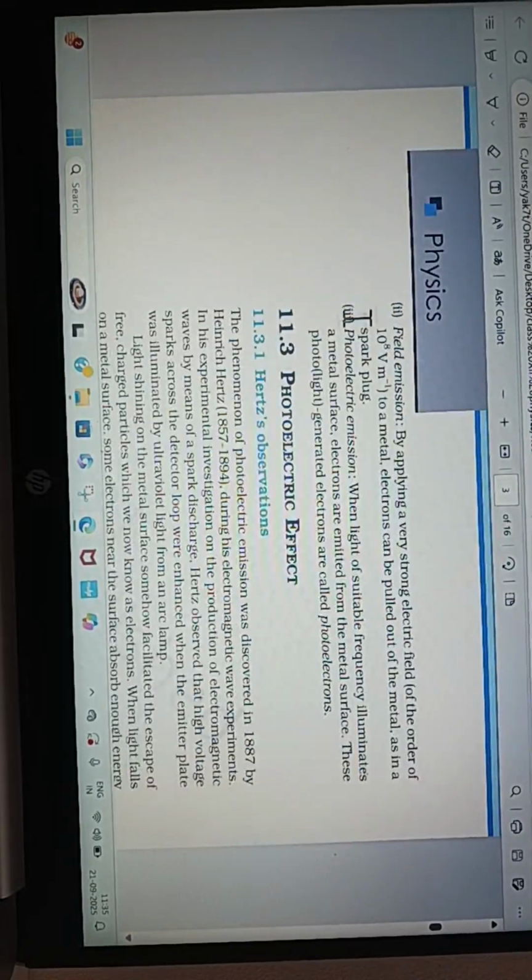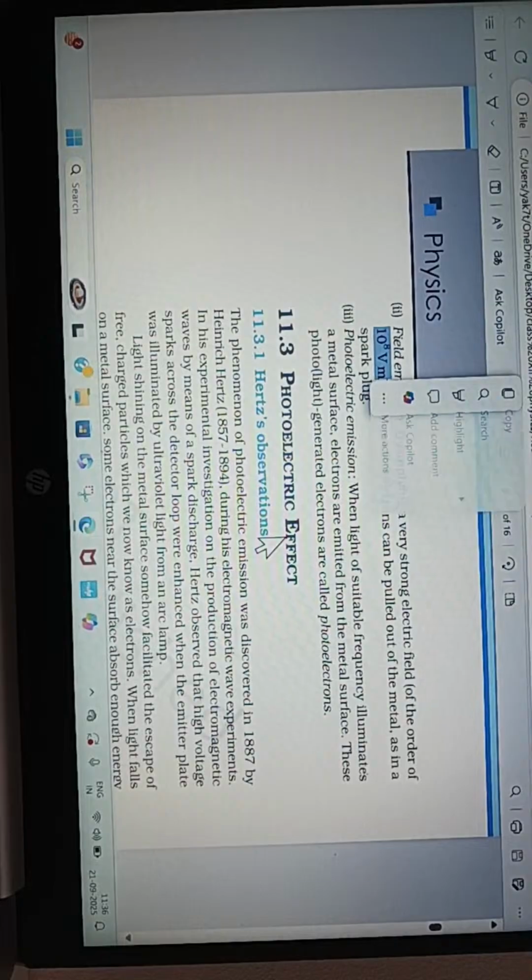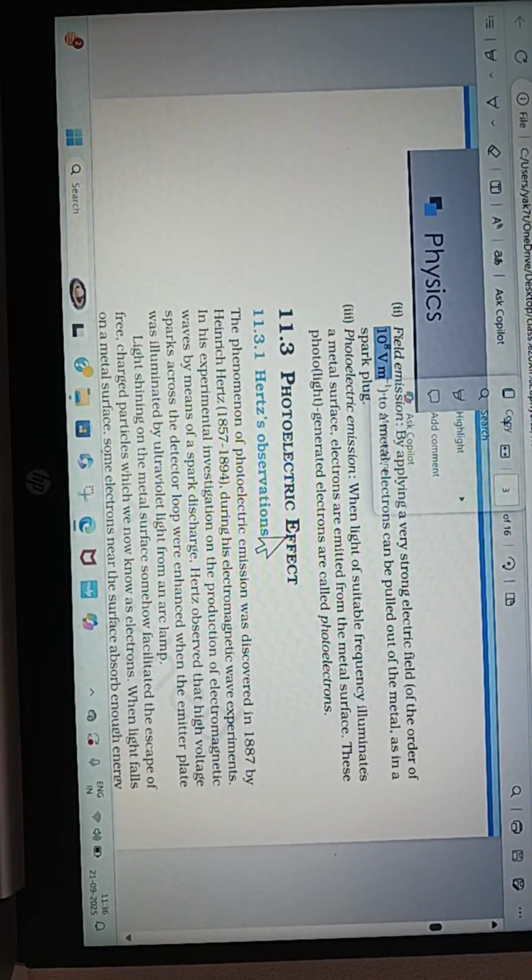The second one is field emission. If you apply a very strong electric field on certain alkali metals, what will happen? They will release the electrons. That is called field emission. How much electric field is required? 10 to the power of 8. In objective-type questions they will ask what field is required to remove the electron, and give options like 10 to the power of 6, 10 to the power of 8. All objective-type questions will come from your NCERT only. You have to read line by line.